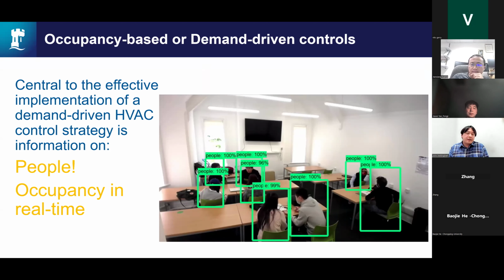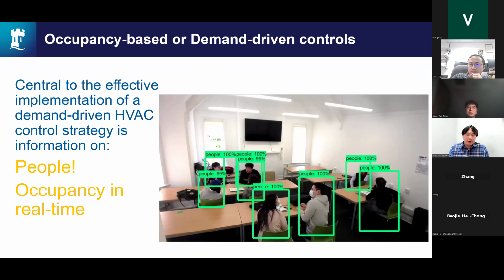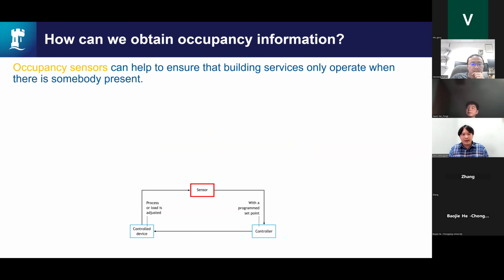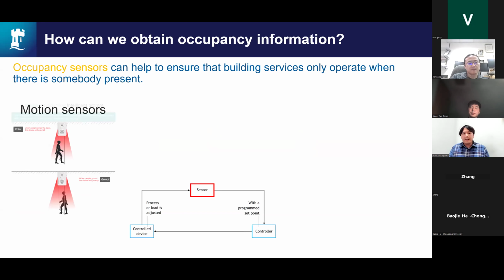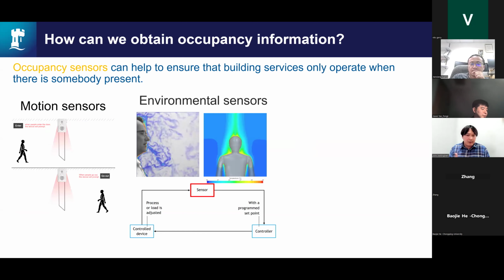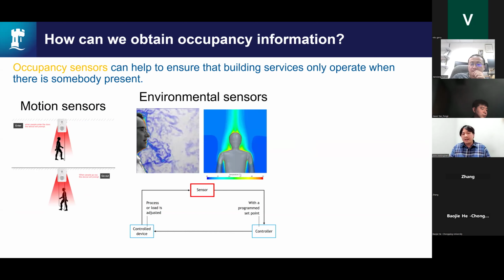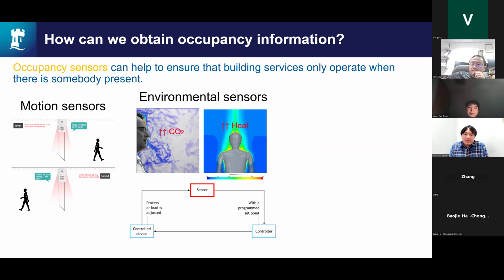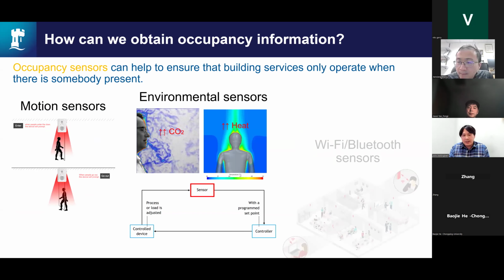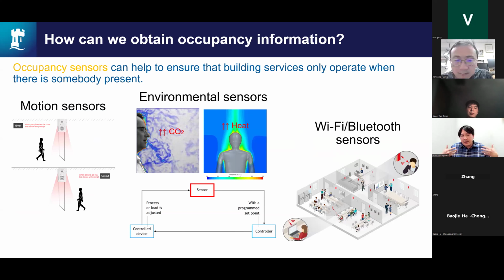Obviously, there are a lot of technologies which can do this. We have a lot of occupancy sensors on the market. We have motion sensors. We have environmental sensors, which link the CO2 level or the temperature in the space to the number of occupants. And nowadays we have Wi-Fi and Bluetooth as well, which is quite useful. A lot of people in the space are connected to the Wi-Fi or Bluetooth, which can be used to predict the number of occupants in that space.